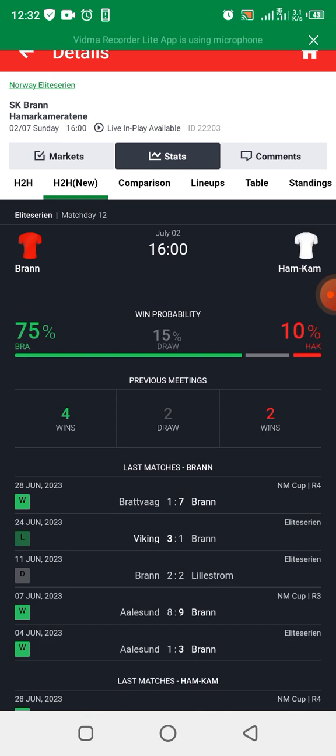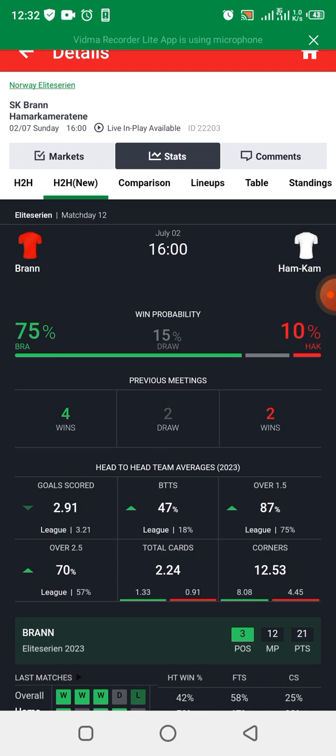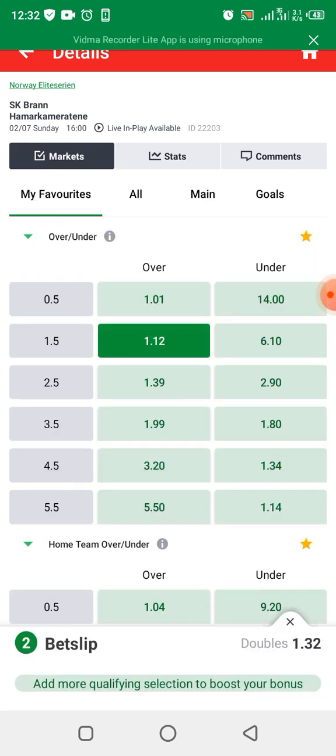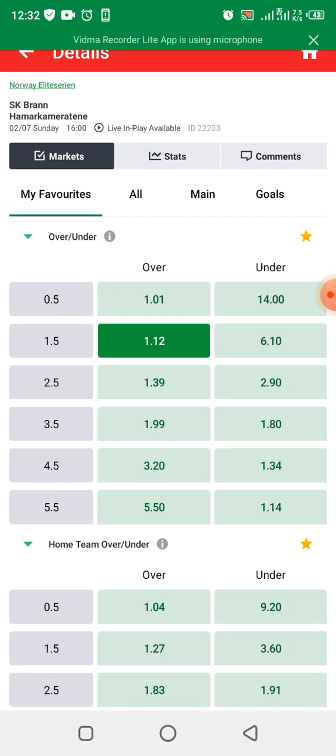So checking the head-to-head new, I realized that the bookmaker for this game also met the requirement: 87%. The requirement is 85% and above, and this is 87. So let's go for the over 1.5 goals on it. Now let's check another one.